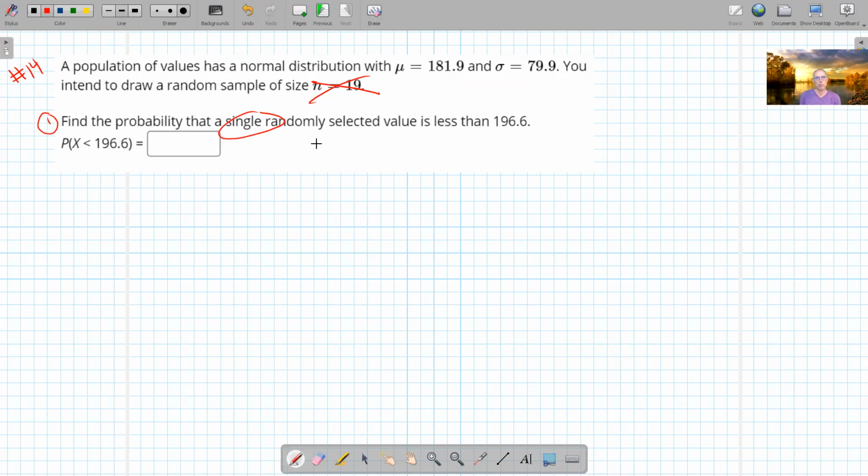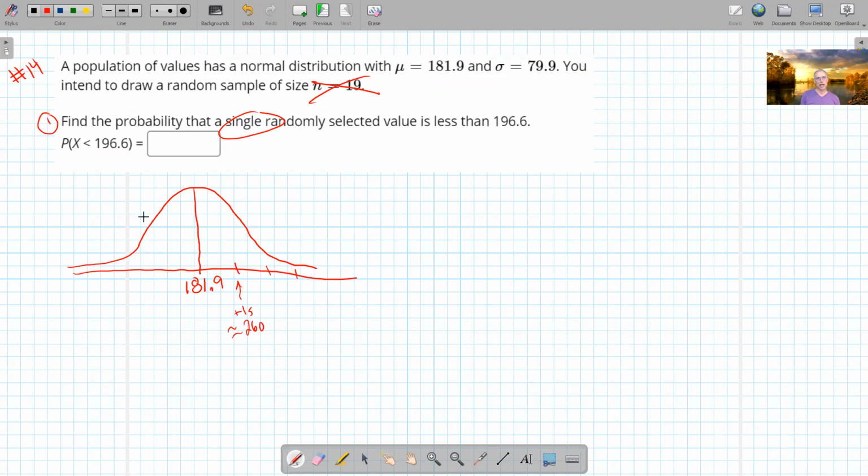So for this distribution, I need to know the mean. So I'm going to draw a quick sketch of this one. So draw a rough normal shape, mark the middle. It says the middle should be 181.9. And then they're asking me about 196.6, which is somewhere out here. A standard deviation is almost 80. So one standard deviation would be about there, 2 would be about there, 3 would be about there. So one standard deviation is like 180 plus 80, which is like what, 260-ish is that number right there. So plus one standard deviation is about 260.